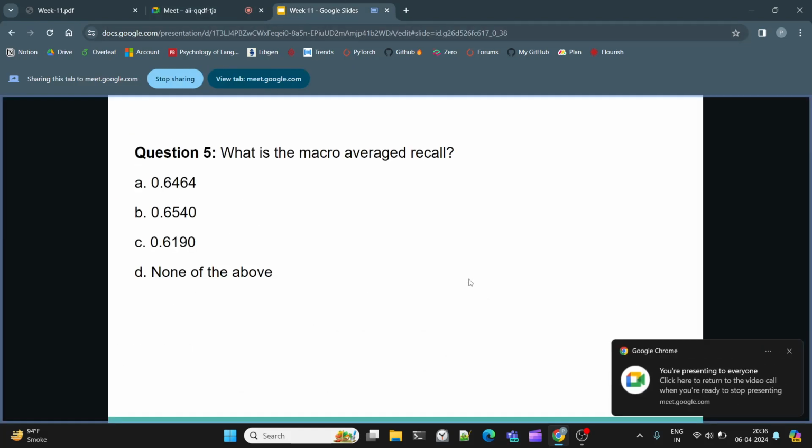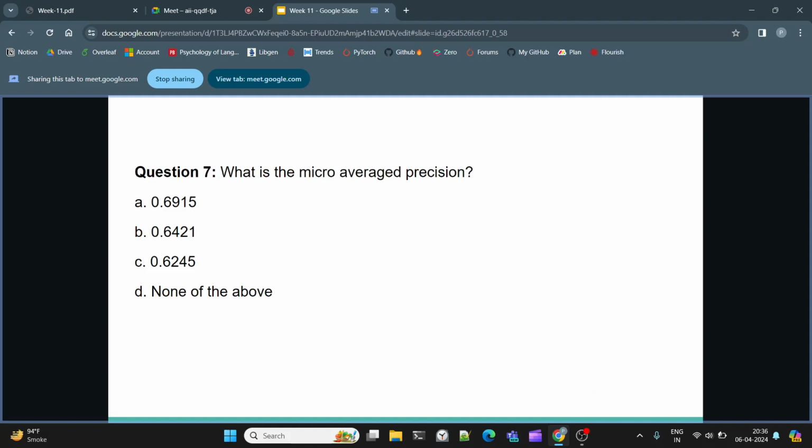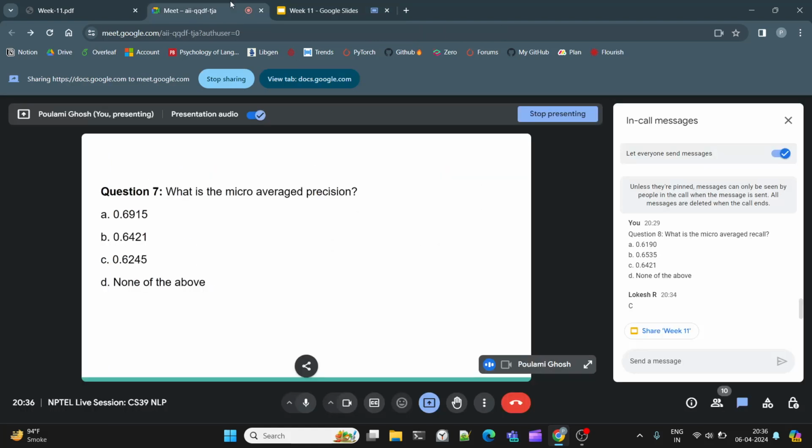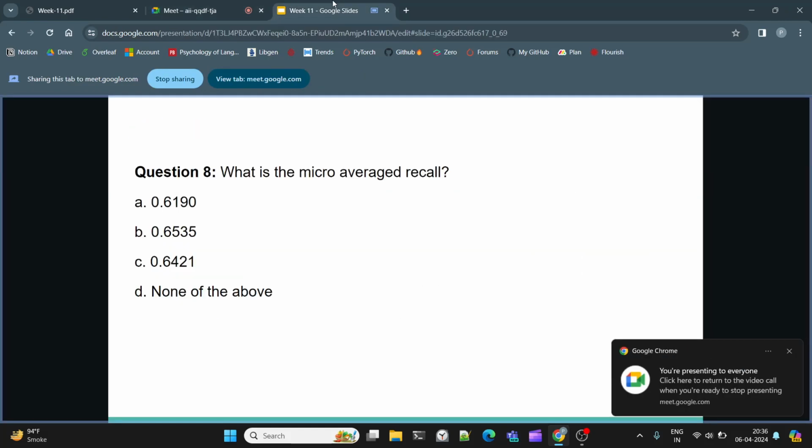Which problem are we doing? Same as the accuracy of the whole model. Okay, let's see. So this one, right? We were doing. So we are done with this. We're doing this.